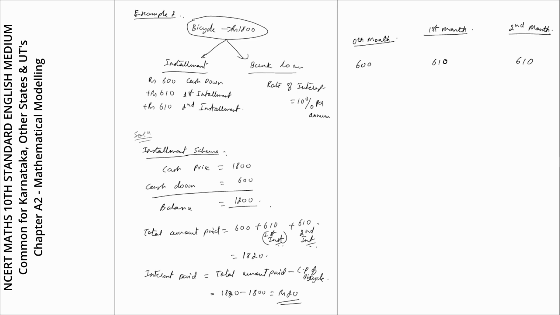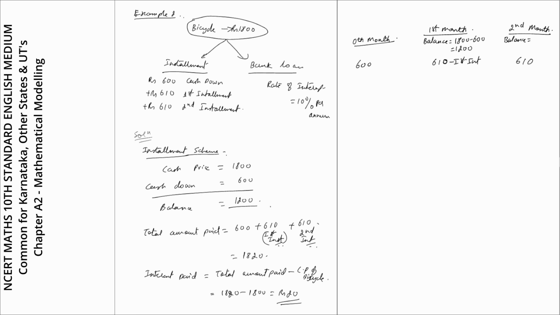Okay, so in the first month she has already paid 600 rupees as cash down payment, so the balance here will be 1800 minus 600. 1800 is the cash price of the bicycle, so 1800 minus 600 is 1200. Okay, this first installment. And coming to second month, balance.